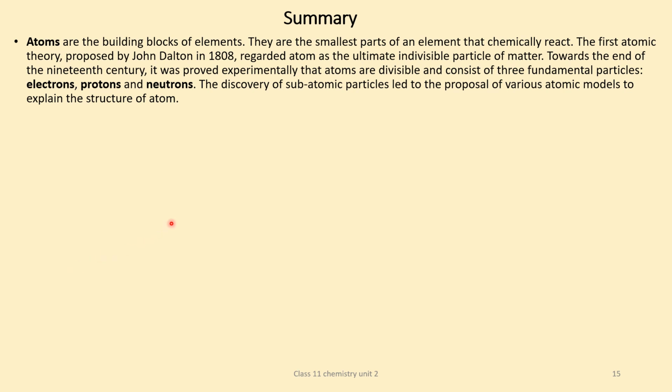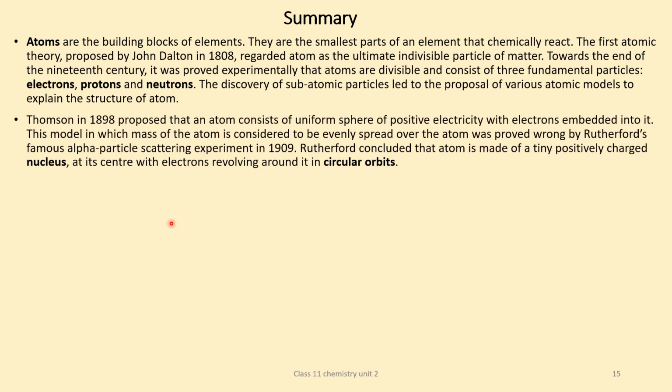First atomic theory, proposed by John Dalton in the year 1808, regarded atom as the ultimate indivisible particle of matter. Toward the end of the 19th century, it was proved experimentally that atoms are divisible and consist of three fundamental particles, namely electrons, protons, and neutrons. The discovery of these subatomic particles led to the proposal of various atomic models to explain the structure of atom.